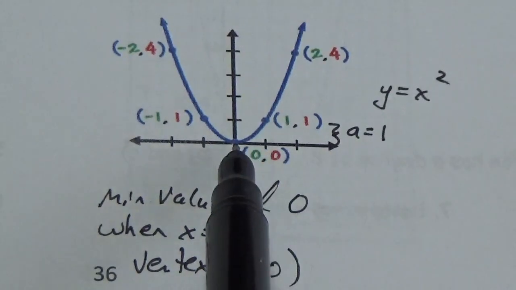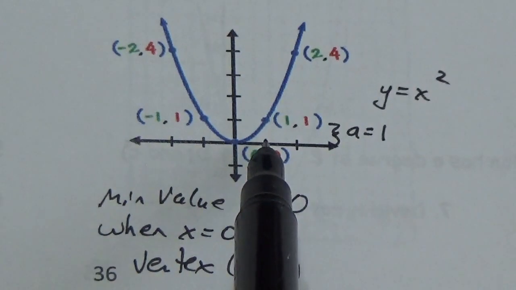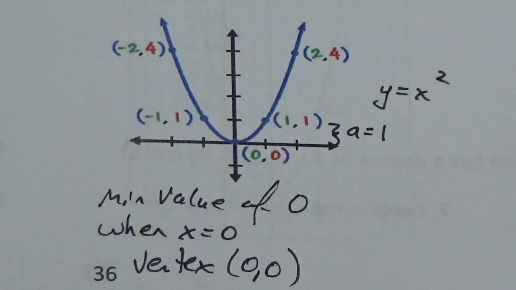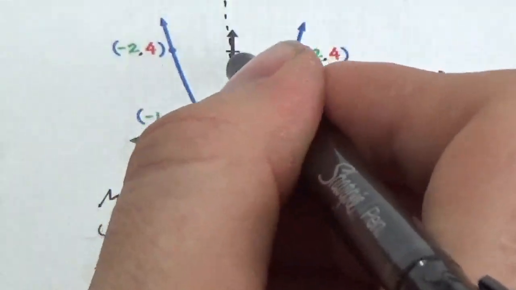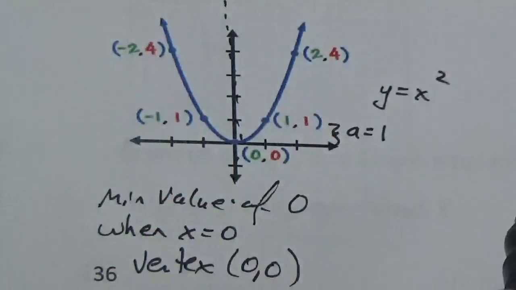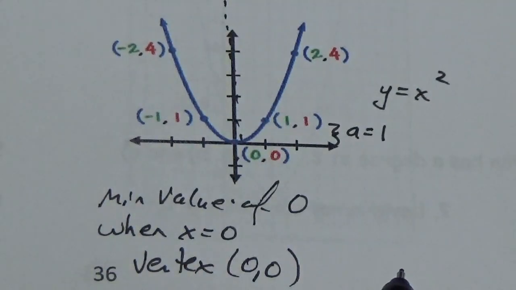When the a value is 1, starting at the vertex, if I take a horizontal step 1 over, I have to go a vertical step 1 up to get back onto the parabola. I had noticed, by the way, that the parabola is symmetric about that line that goes down the center of the graph here. It's like its own mirror image through the y-axis.